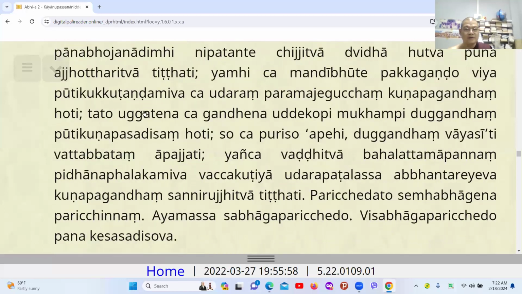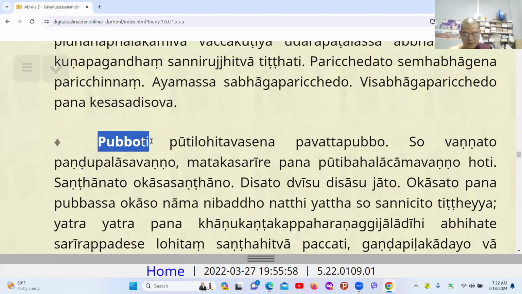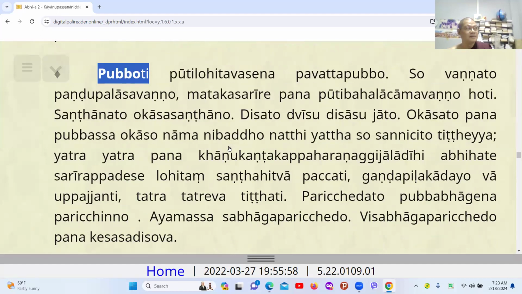Pus is clear. Pus is from the blood. With the blood decayed, it became pus. The color of pus is like a decayed leaf of the tree, not green, not yellow, between that kind of color.